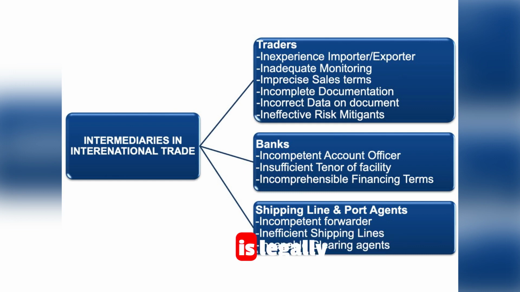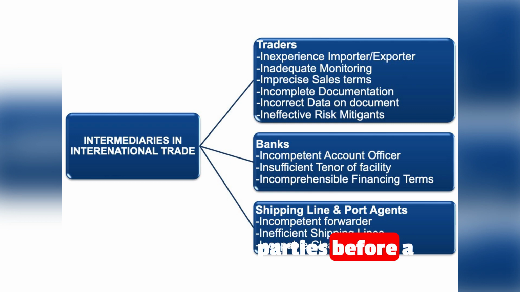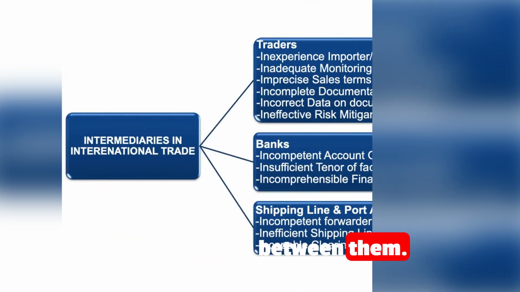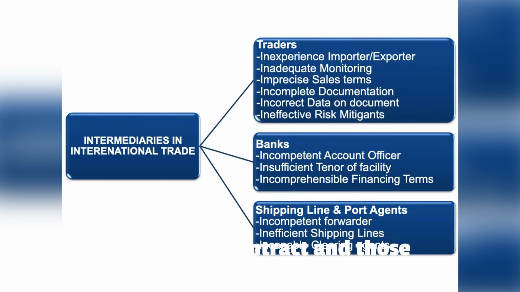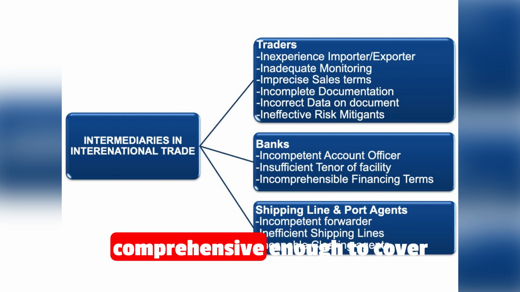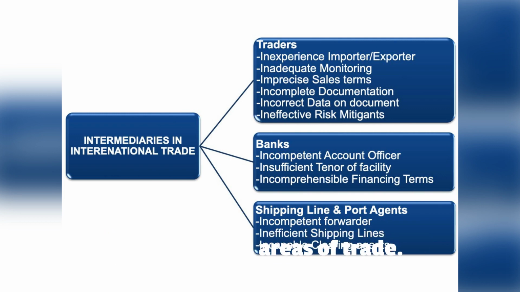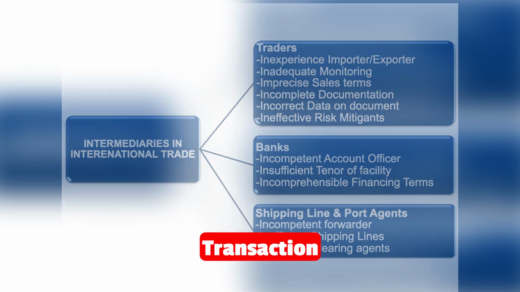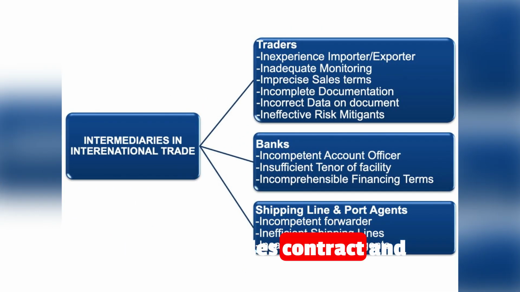Imprecise sales terms, this is legalese. A sales contract is a document that needs to be signed by both parties before a legally binding international trade can take place between them. The majority of importers do not sign a sales contract, and those that sign contracts do not make them comprehensive enough to cover all the critical areas of a trade transaction. Training on sales contracts and import planning is important for this.